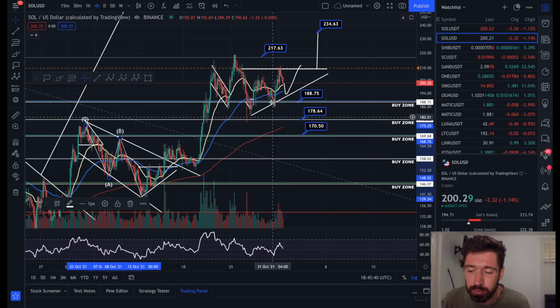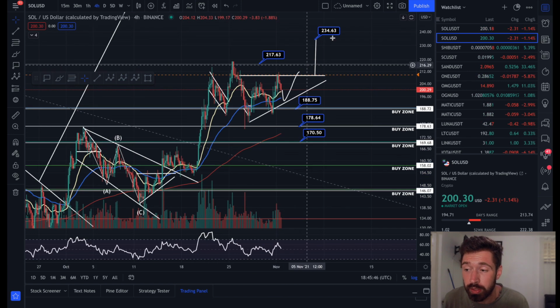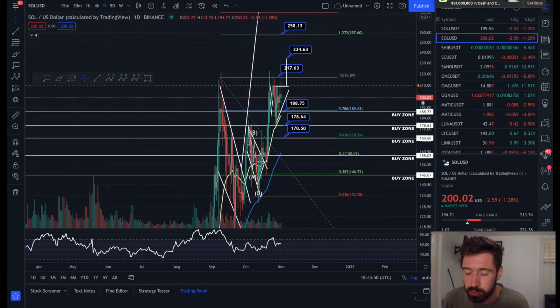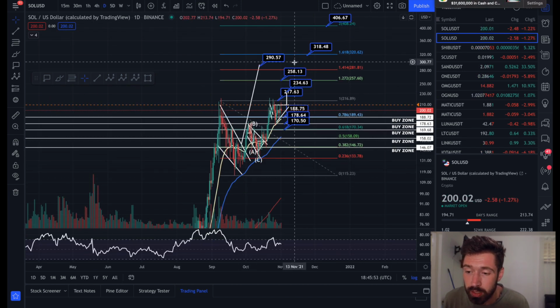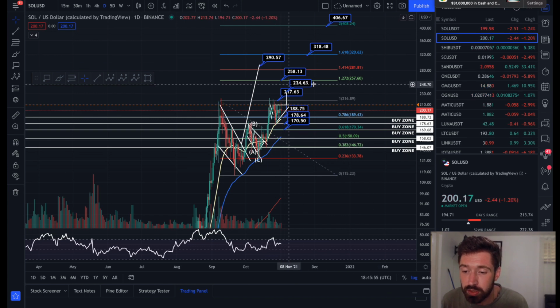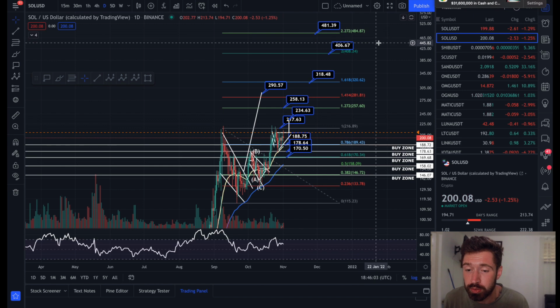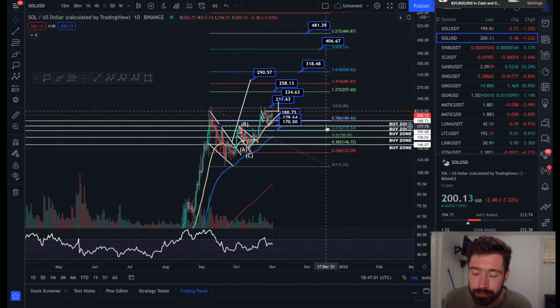All right, guys. In the meantime, keep an eye on this ascending triangle. If we can consolidate here and we break out to the upside, your target's all the way up at 234. We have our much larger bull flag pattern, which we're slowly on our way to our target up at 290. Future price targets: 258 at the 1.272, 318 at the 1.618, 406 at the 2, and 481 at the 2.272. So that's basically it for Solana.